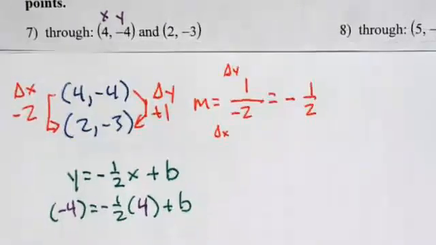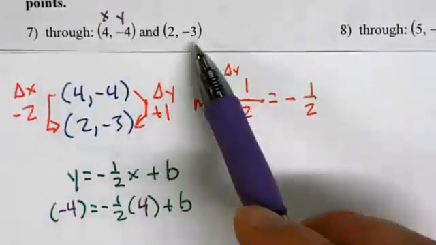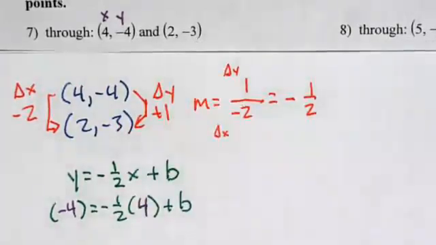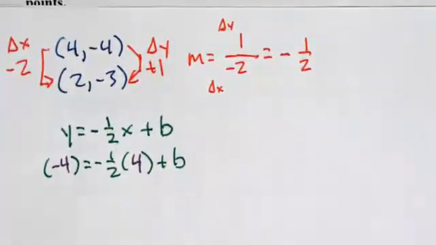All right, so I chose the 4 and the -4. If anybody else chose the 2 and the -3, you're going to get the same answer as us in just a moment for b. So it doesn't matter which point you choose, just pick one or the other.